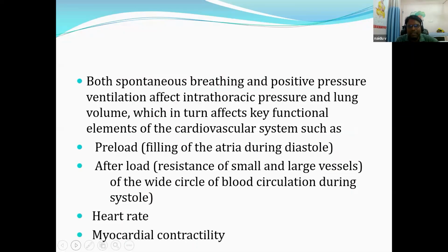Normally, in spontaneous ventilation and positive pressure ventilation, the intrathoracic pressure is increased, which in turn affects the preload, afterload, heart rate, and myocardial contractility. Preload is the filling of the atria during diastole, and afterload is the resistance of the small and large vessels.